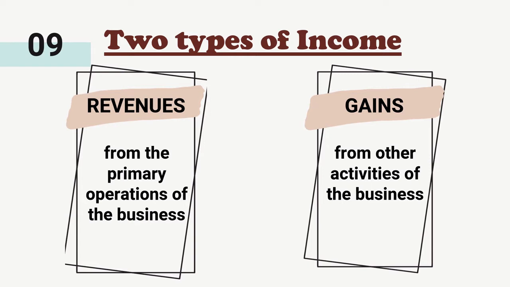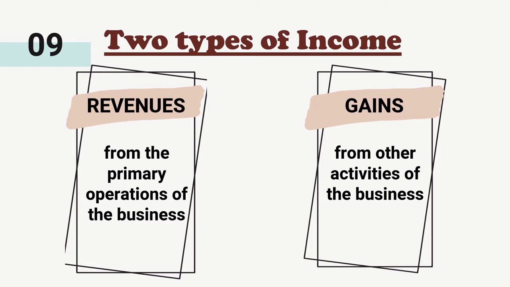Classification of income as to revenue and gains is dependent on the nature of the business. For example, for one sari-sari store, interest income is not revenue. However, for a bank whose primary operation is to give out loans, interest income is considered revenue.